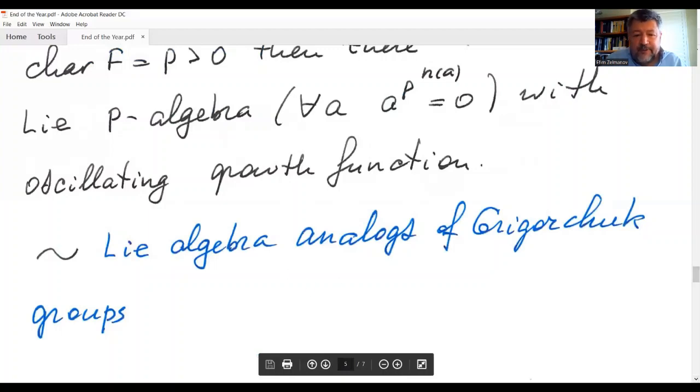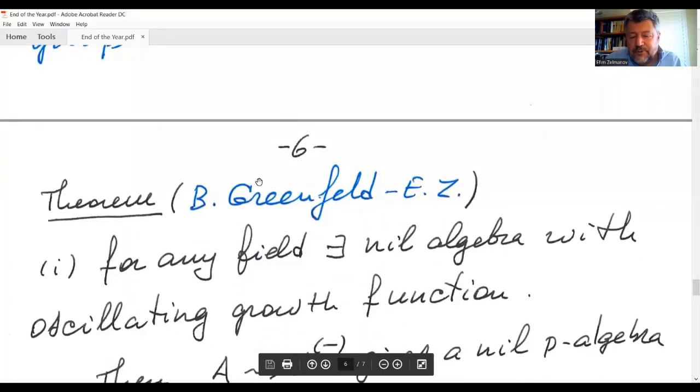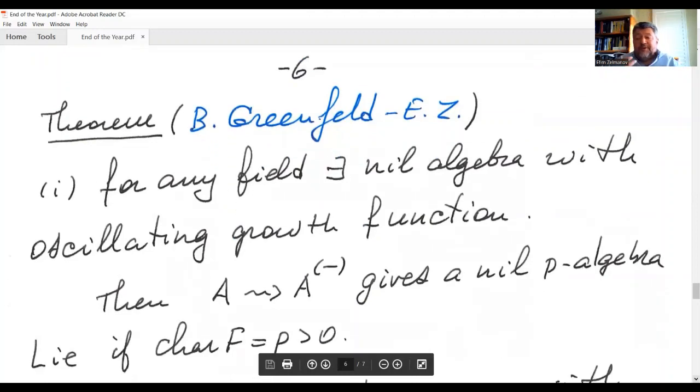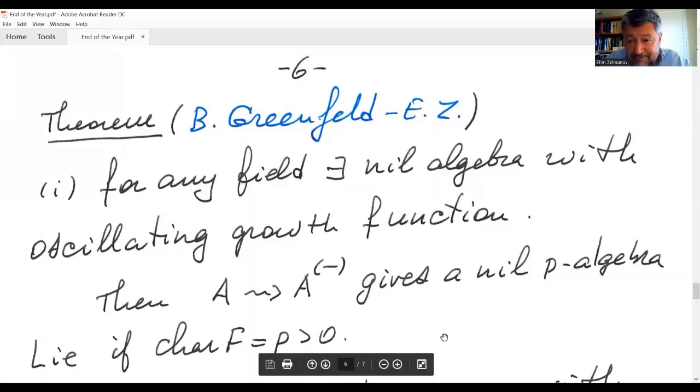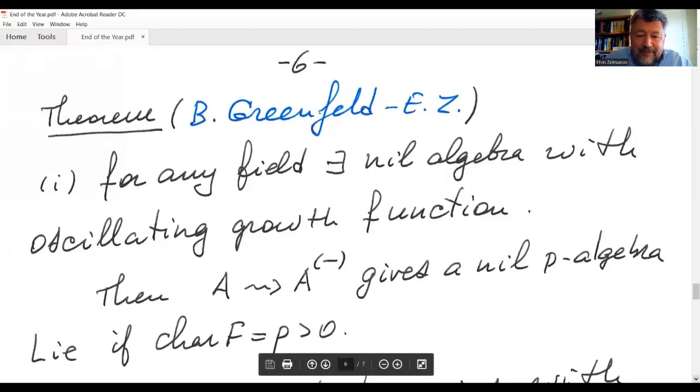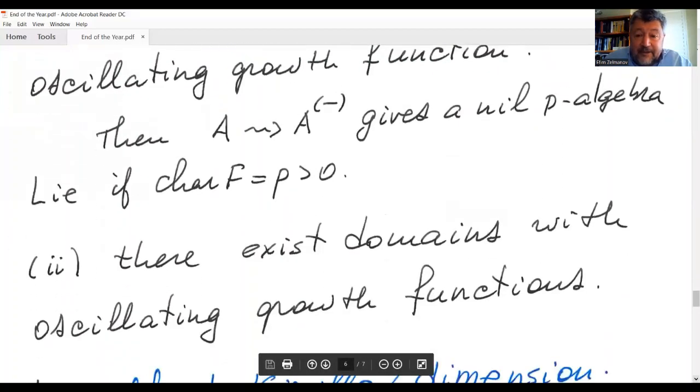Now, another theorem joint with Beery-Greenfield is that for any field, even a field of zero characteristic, there exists a finitely generated nil algebra with oscillating growth function. Then if you want to get nil Lie P-algebras, as in Petrogradsky's work, you just have to take A minus. Every associative algebra gives rise to a Lie algebra. And there exist even domains with oscillating growth functions.